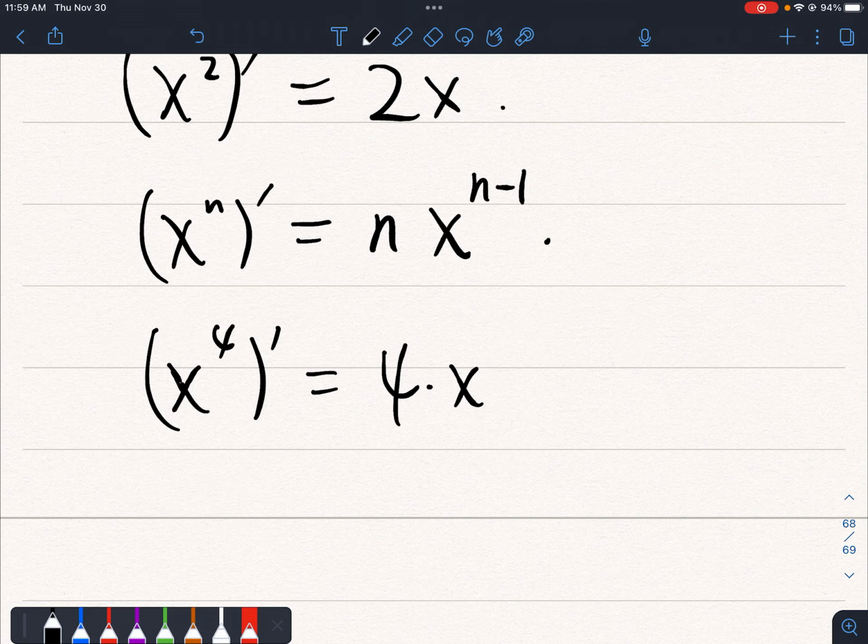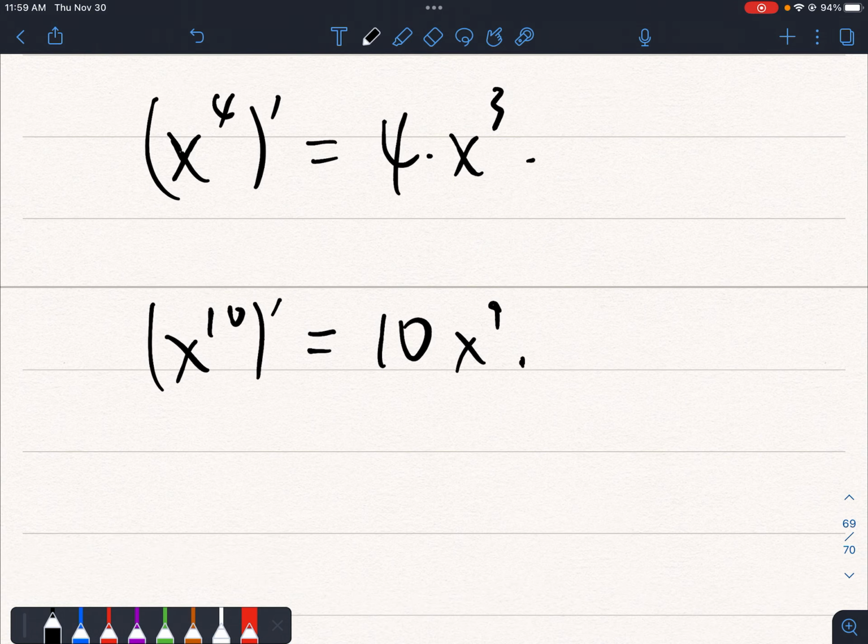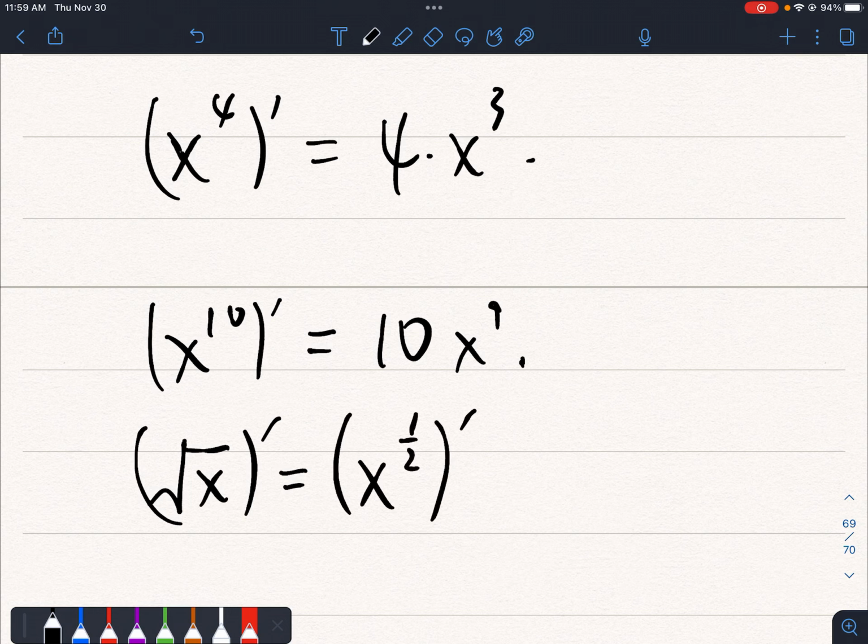So for example, what is the derivative of x to the power of 4? This is 4 times x to the power of 4 minus 1, which is 3. And then x to the power of 10, if you take the derivative, it is equal to 10 times x to the power of 9. Okay? And this is also true for square root of x, for example.